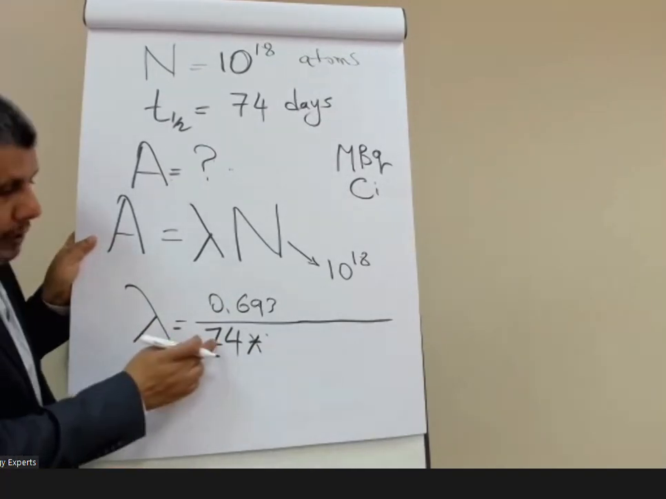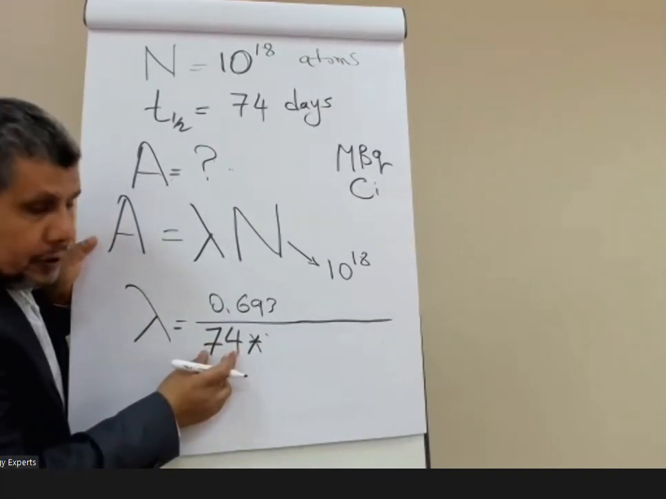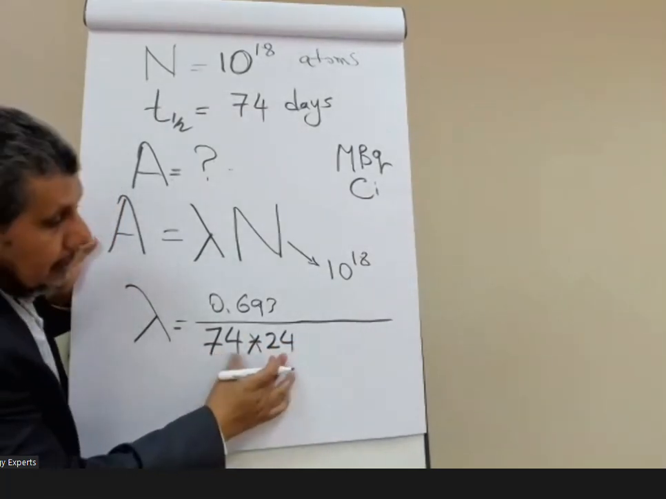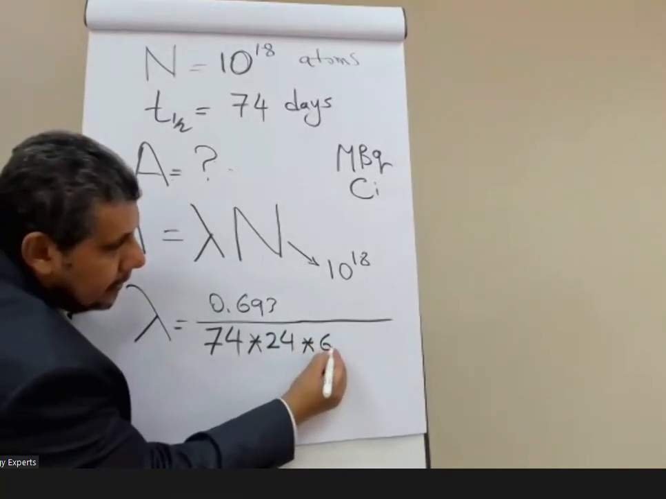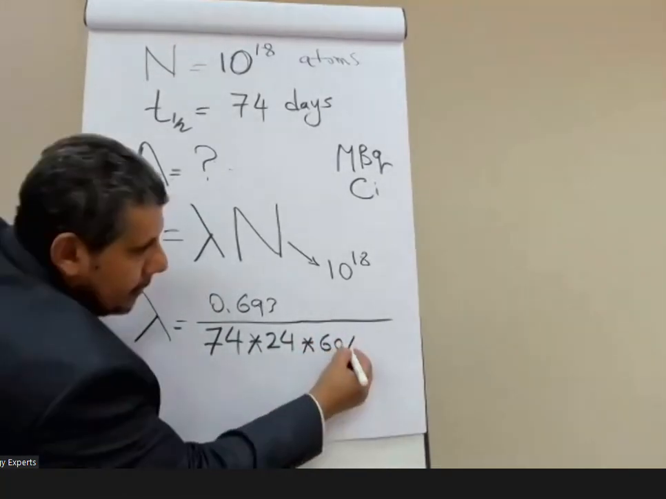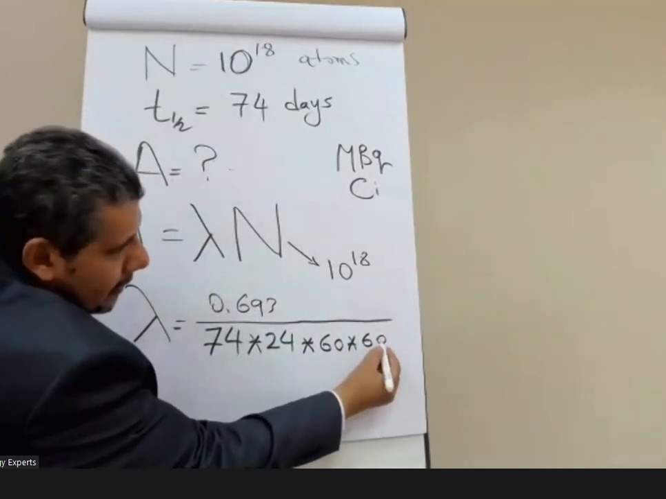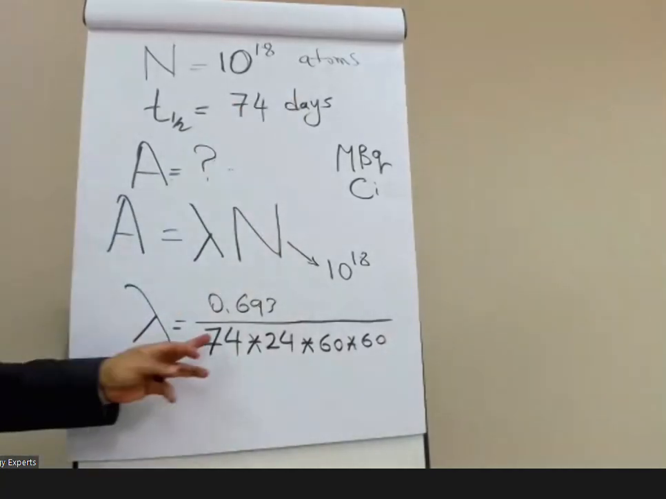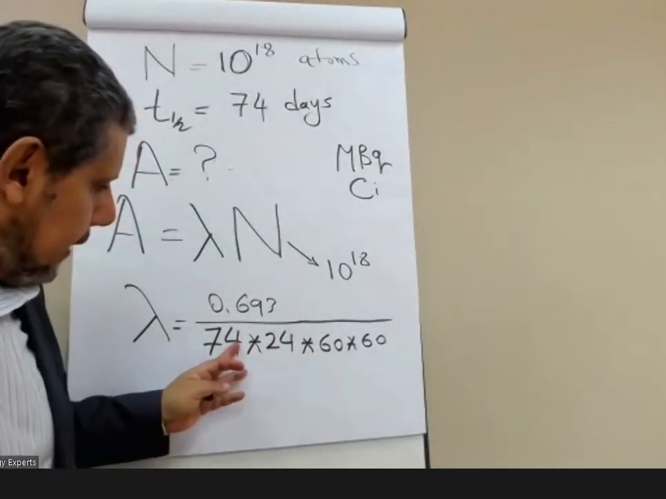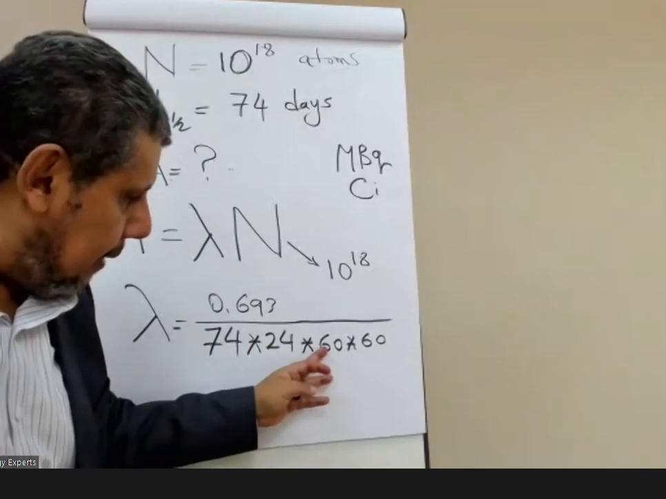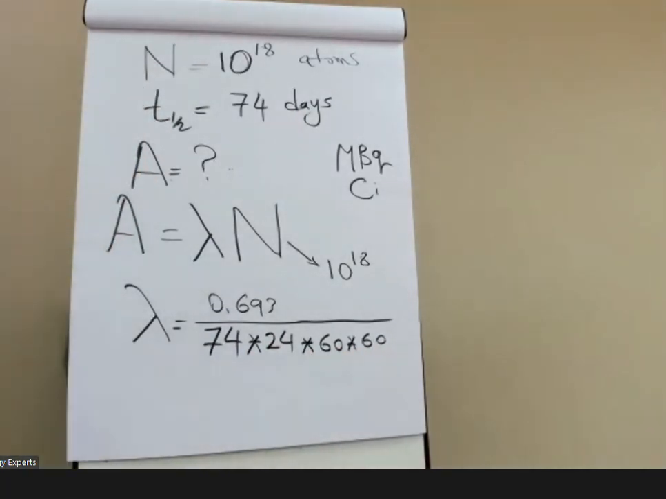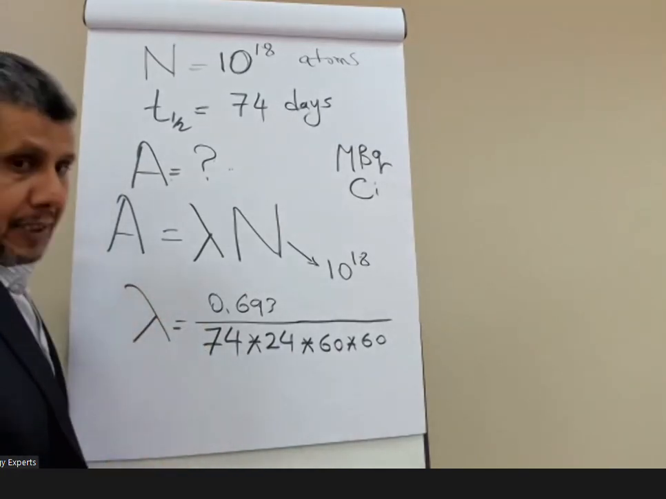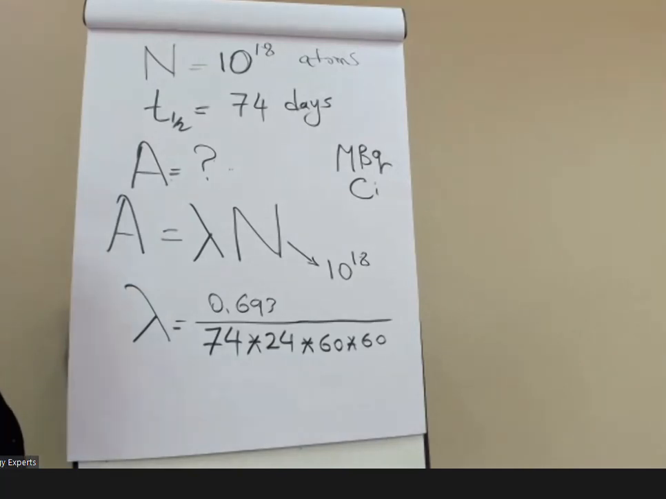Yes, I need to put it in seconds. So this is 74 days. I need to convert to hours, times 24 hours, times 60 minutes, then times 60 seconds. This is now the amount of seconds in 74 days: 74 times 24 hours, times 60 minutes, times 60 seconds. Can you please calculate?